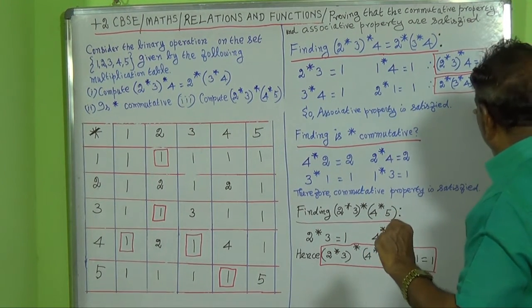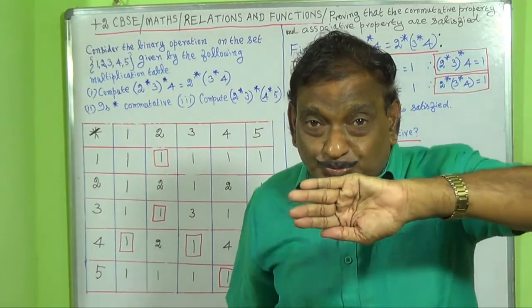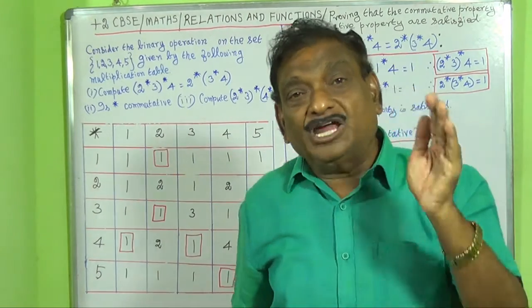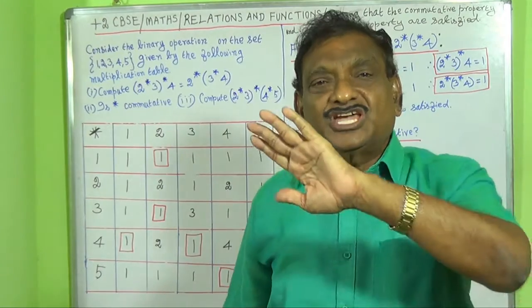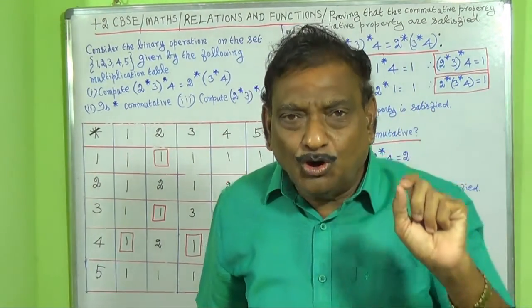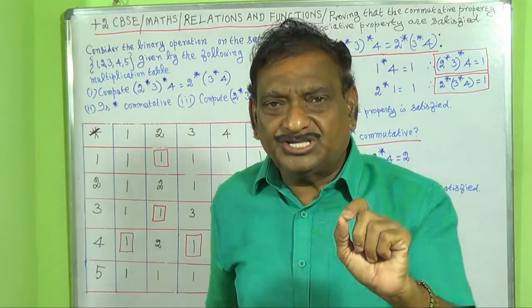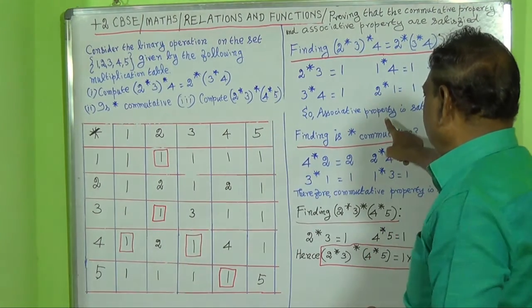So even though the groups are changed, in whatever way the groups are formed, the result is the same. The result is not changed. Therefore, the associative law is satisfied in the given binary operation.